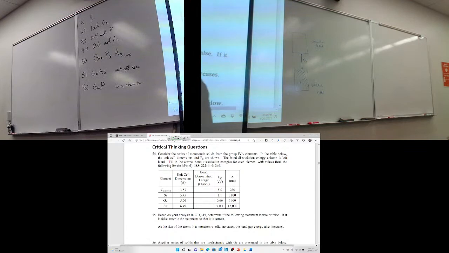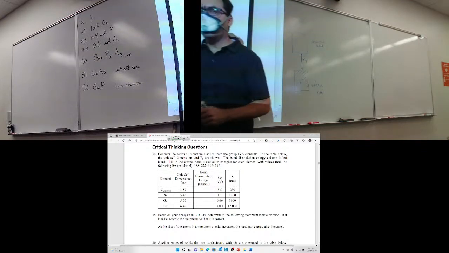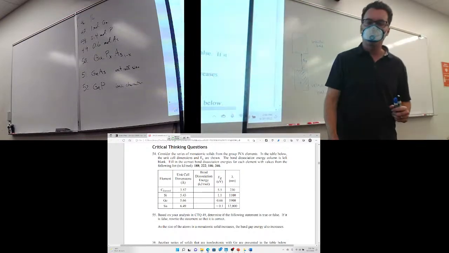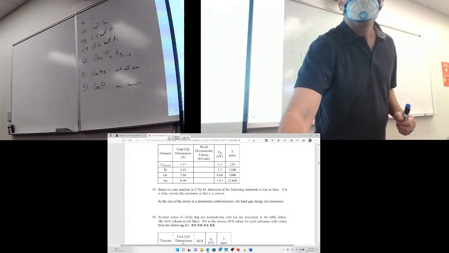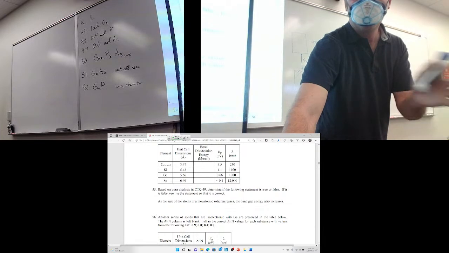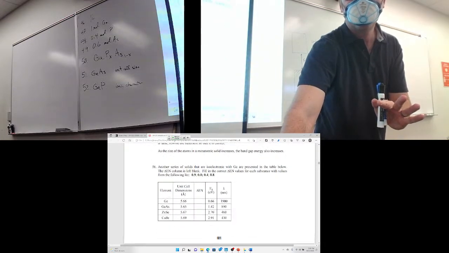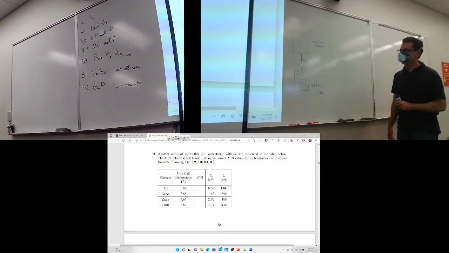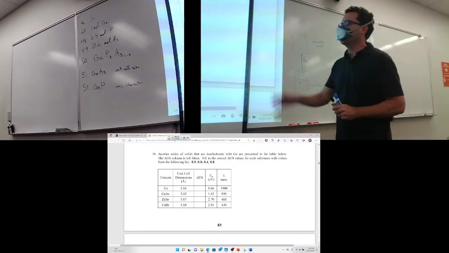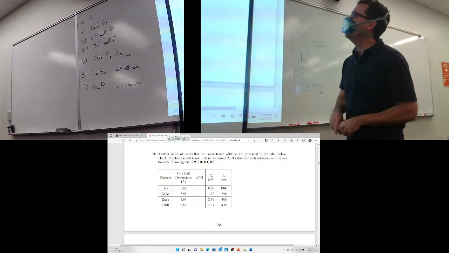As the size of the atoms increases, the band gap does not increase, it decreases, so that's false. Okay, so that's regular group 4. So let's now look at isoelectronic stuff.